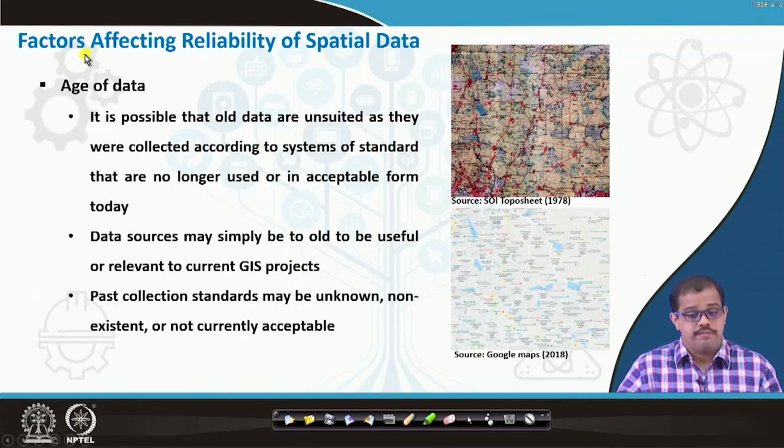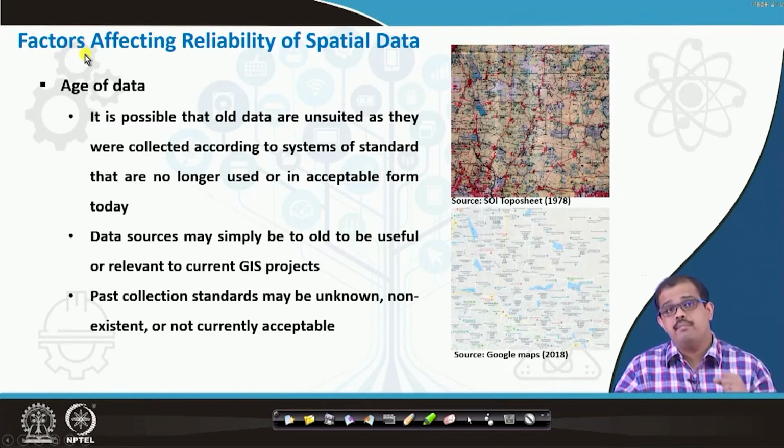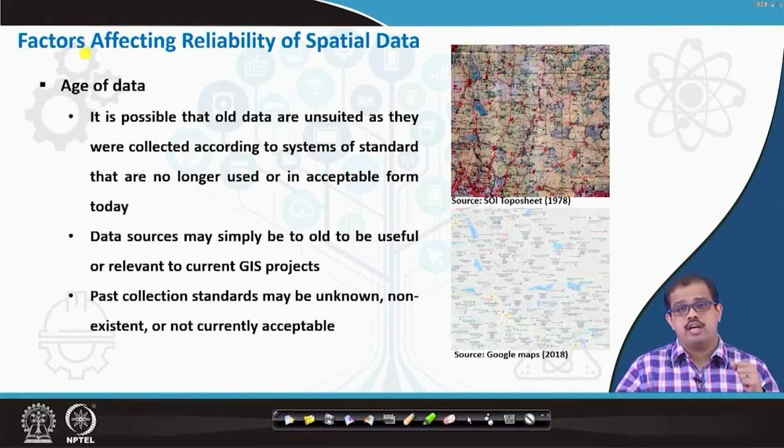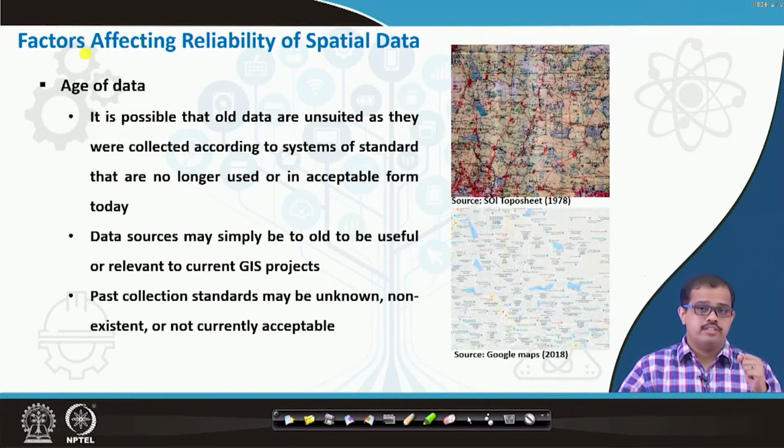So the factors, in case you are looking at reliability of data, which is extremely important in terms of spatial data, how reliable is the data that has been generated by you, in case you are actually transmitting the data for different users to use in different applications, then the reliability is extremely important. So how do you find out the reliability? The first thing that you look at is lineage, the age of data.